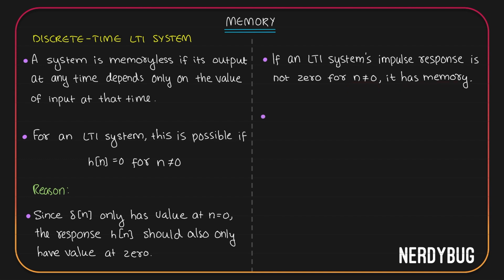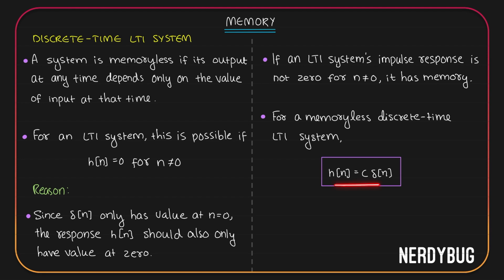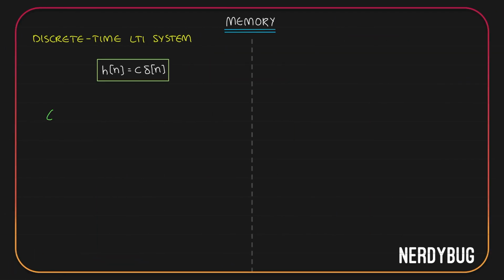Keeping all of these in mind, let us write down a condition for an LTI system to be memoryless. For a memoryless discrete time LTI system, h of n will be equal to some constant multiplied by delta of n. Don't worry, I'll explain this to you with an example.